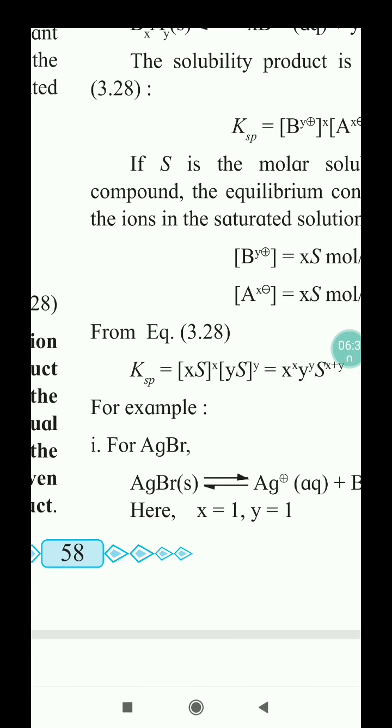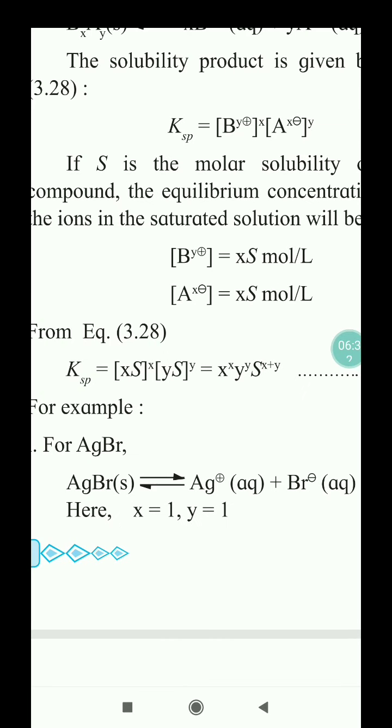Another example, AgBr giving Ag positive and Br negative. Now here x is equal to 1, meaning the coefficient of Ag positive is 1, and the coefficient of Br is also 1.